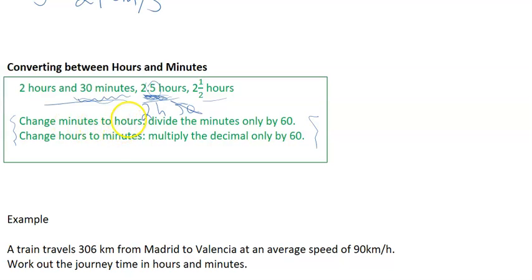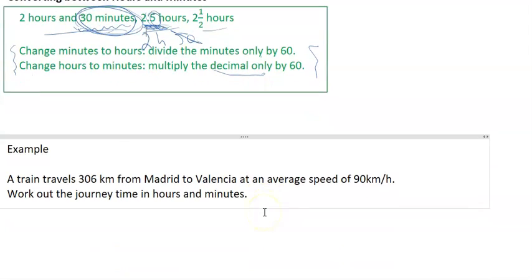So change minutes to hours: divide the minutes only by 60. Okay, so I would take that 30 minutes and divide by 60, and there's my decimal. Change hours to minutes: multiply the decimal only by 60. So this, I'd take that 5, multiply it by 60, and that would give me 30.